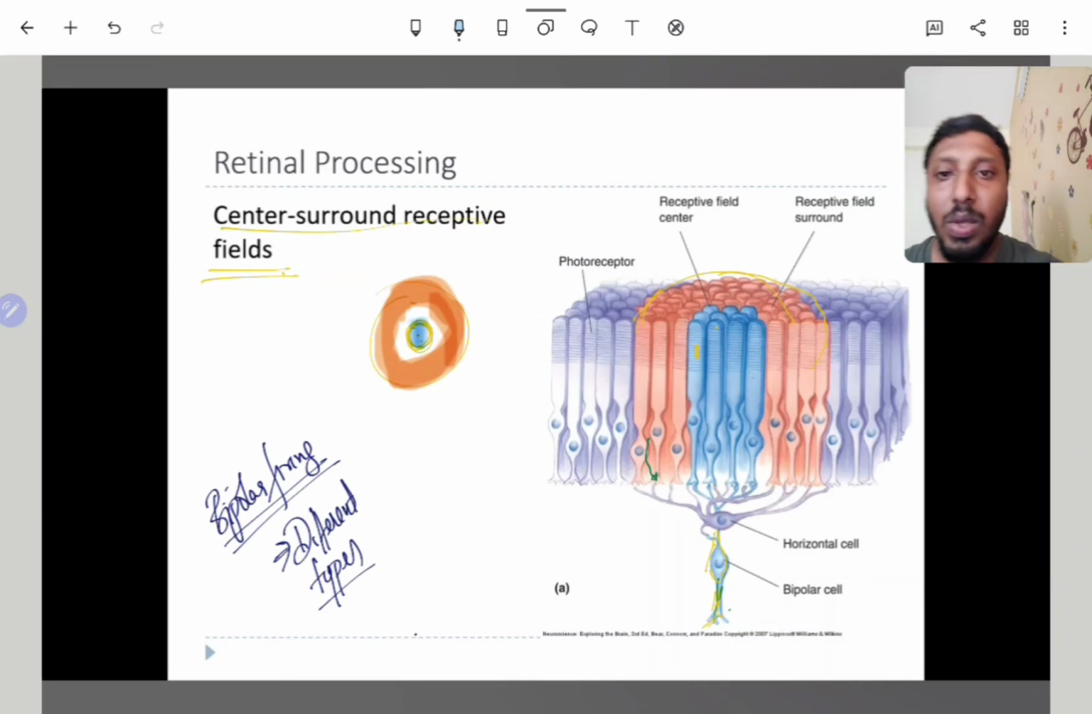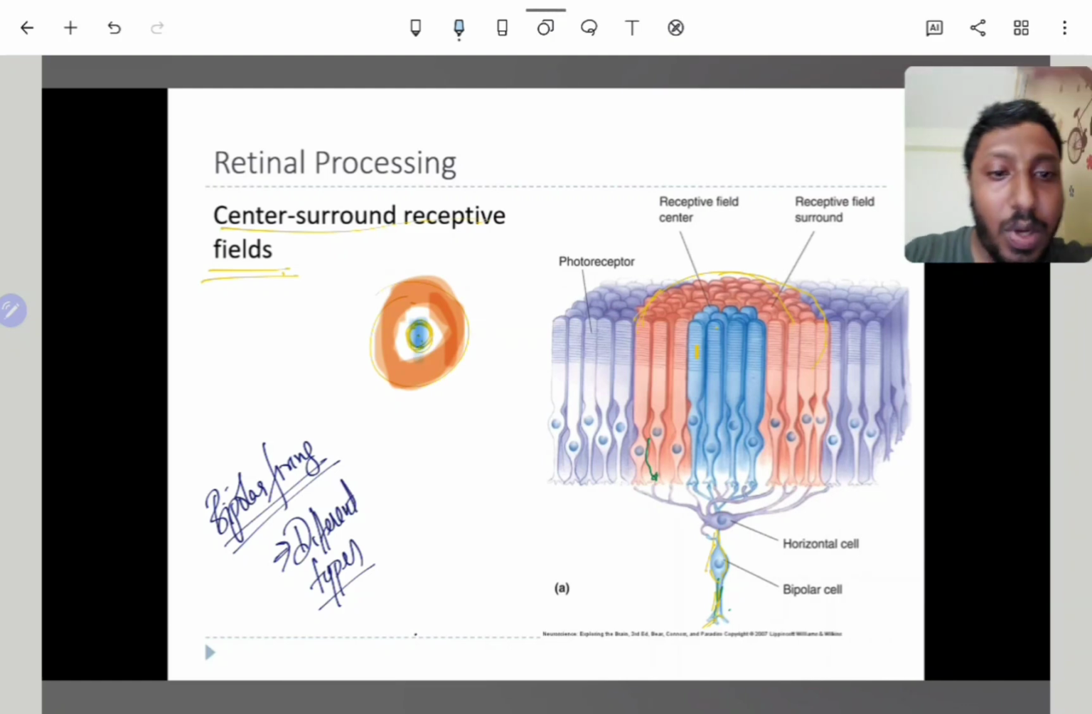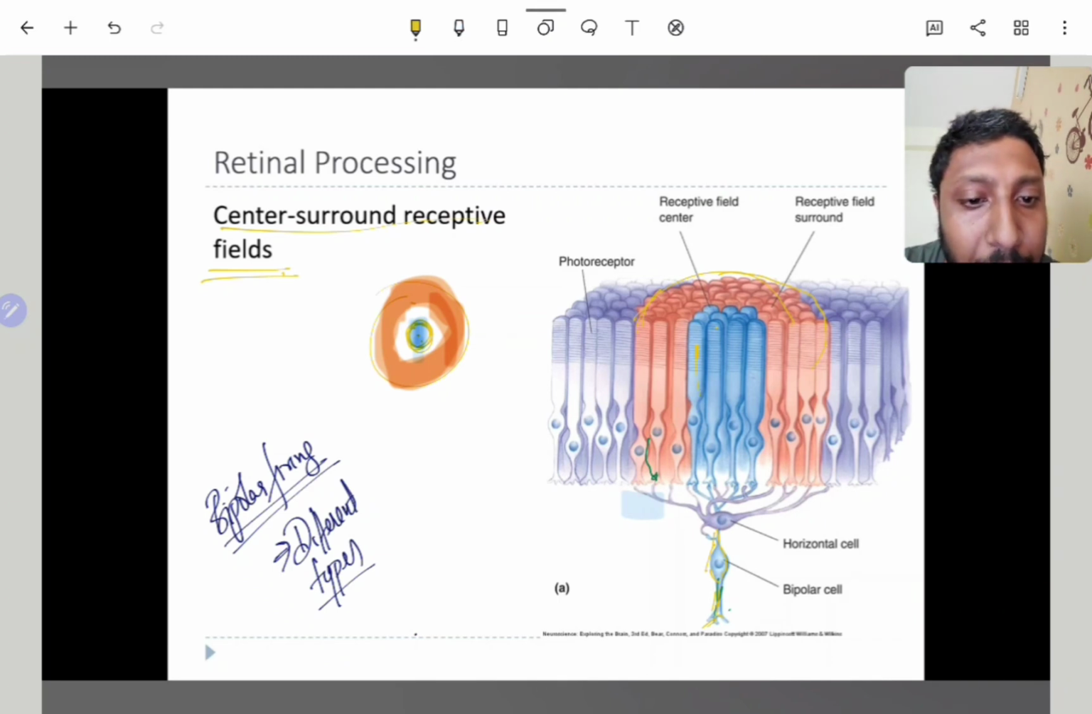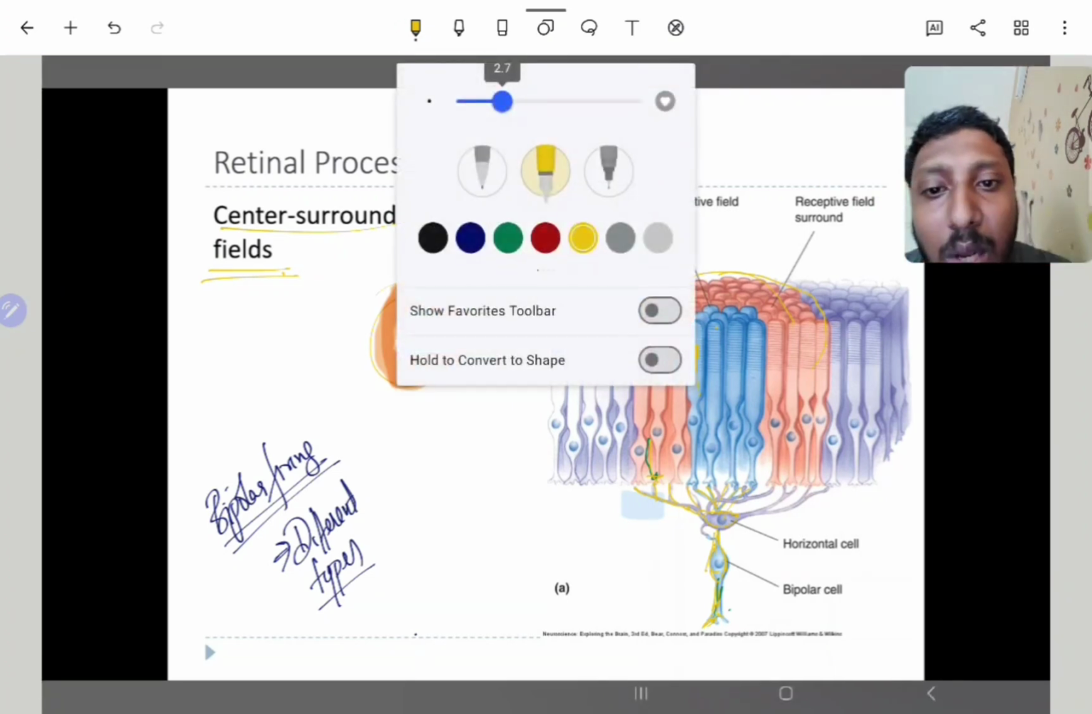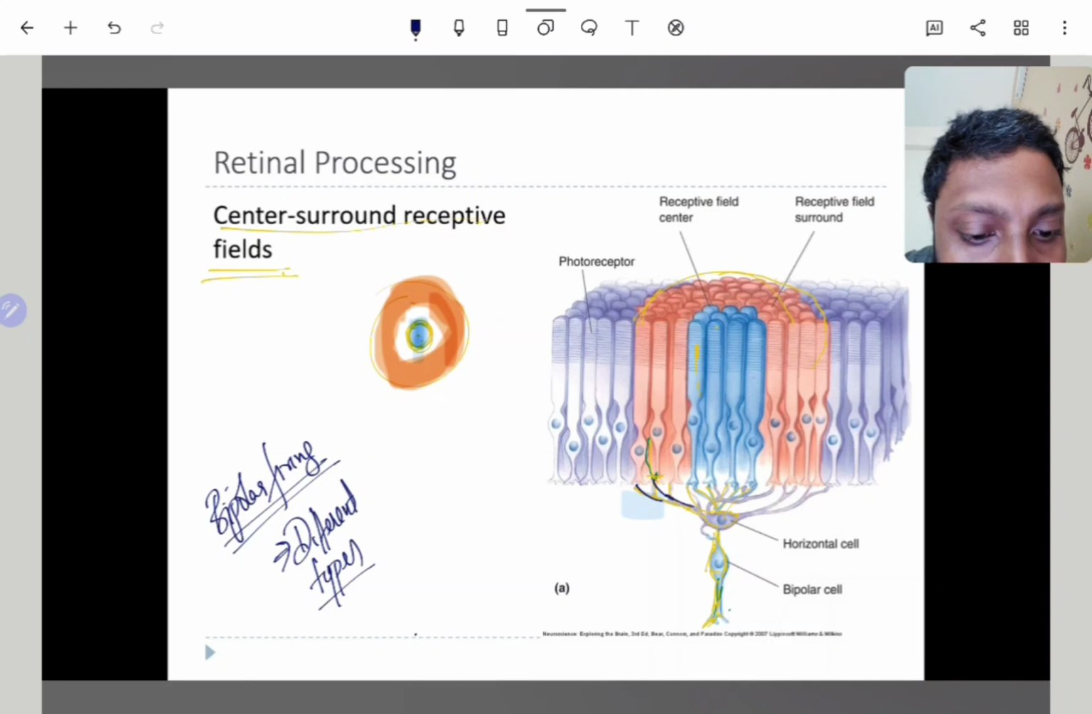You can see that something like this is happening. If you look at it from the top, it will look like this. If you take the cut section and look at the cross section, like if you cut the eyeball and see, it will look like this. So the center fields are connected to the bipolar neuron. And the surround fields are connected to the horizontal cell. I guess you have to be very careful following this. So the surround fields are all connected to the horizontal cells.